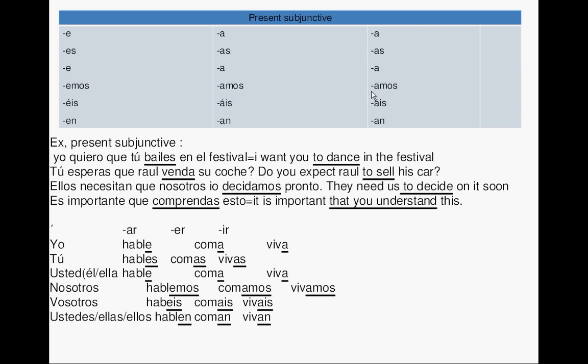It is important that you understand this. Es importante que comprendas esto. That you understand: que comprendas, from comprender, so ER changes to AS. Es importante que comprendas esto. It is important that you understand this.